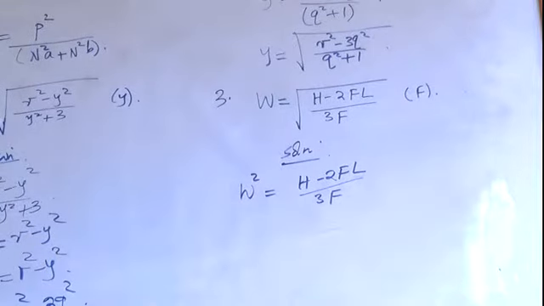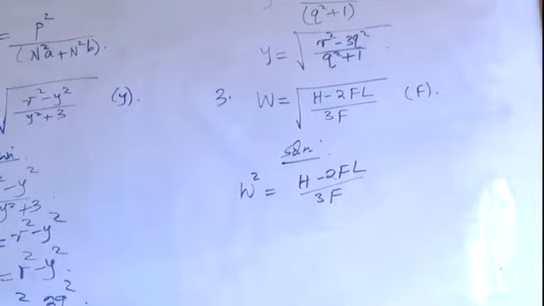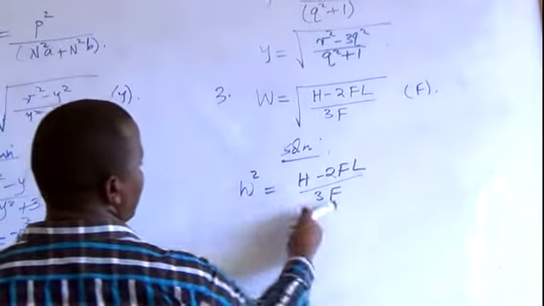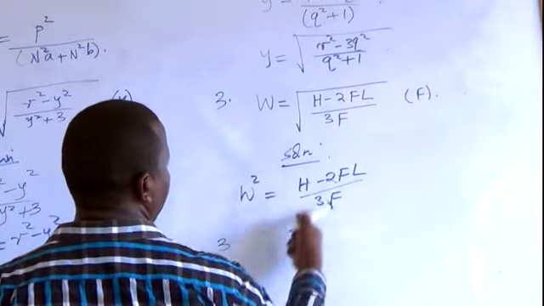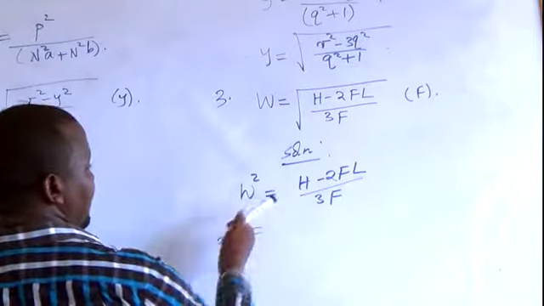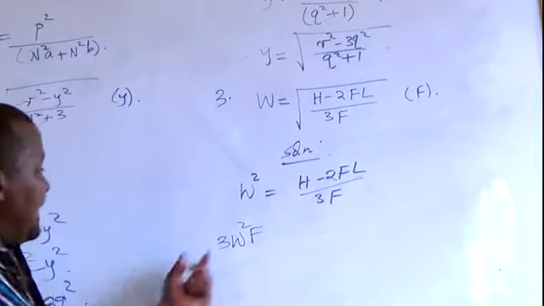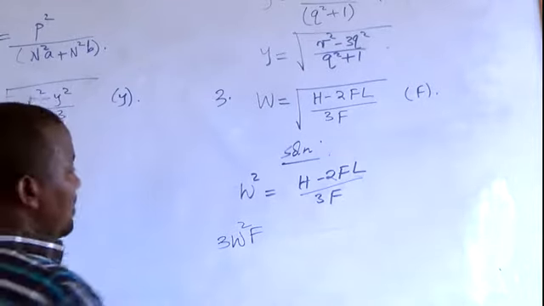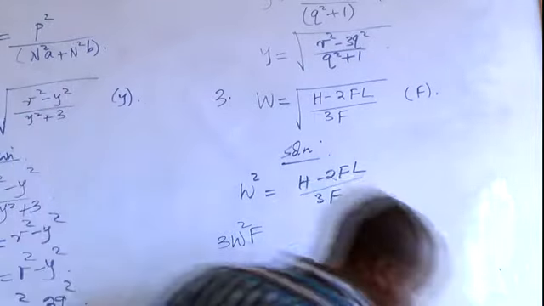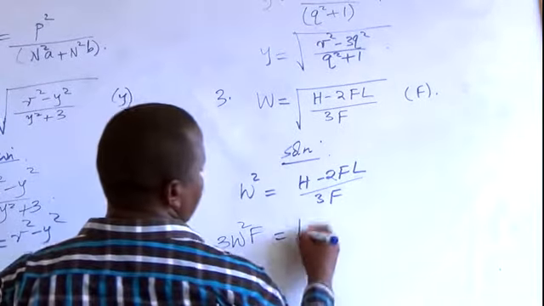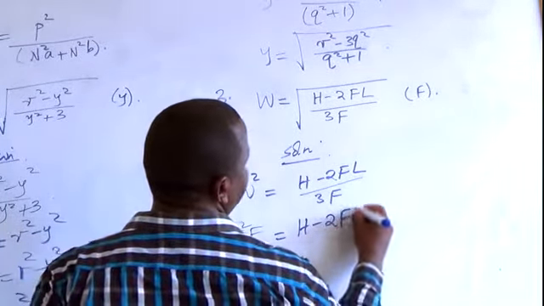As we have already done in the other questions, we are going to cross multiply here. This is the same as over 1. So we will have 3w squared f. We are multiplying 3f by w squared. We will have the number appearing as the first and the letters coming later. So we have 3w squared f is equal to h minus 2fl.